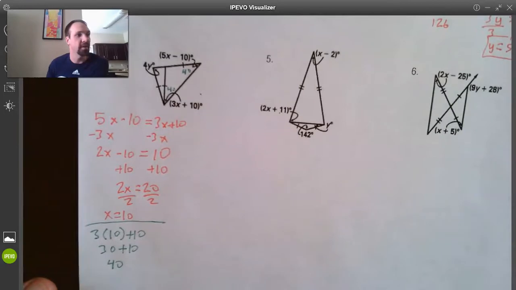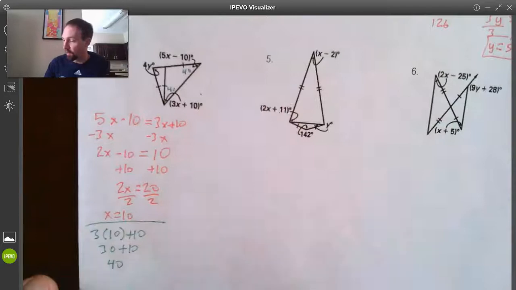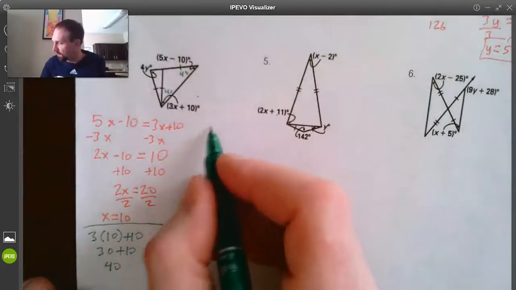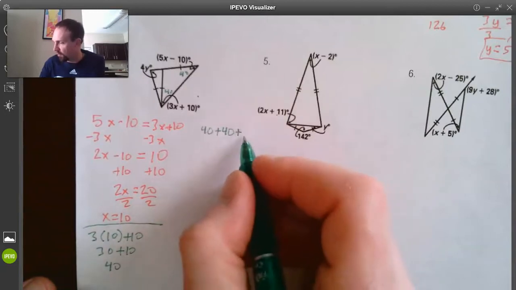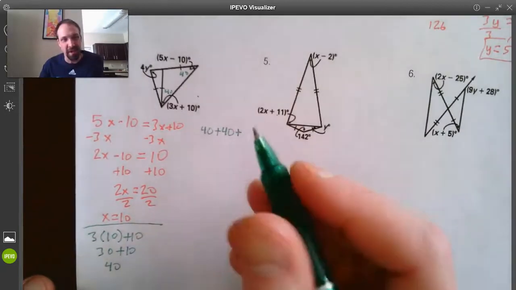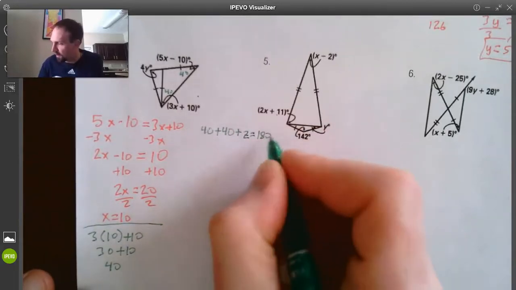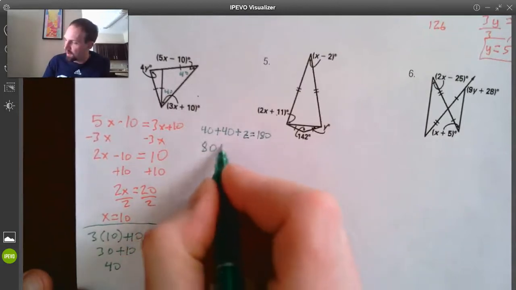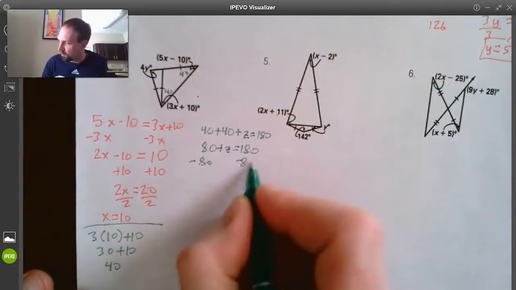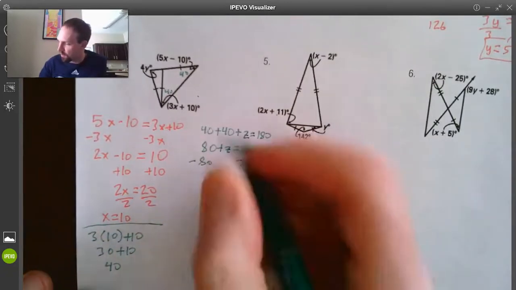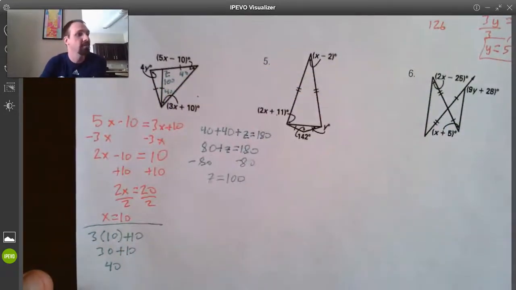So then this angle measurement here is the missing value to make that 180 degrees. So 40 plus 40 plus some unknown number. We've already used x and y, and I need another variable, so I'm just going to use z equals 180. 40 plus 40 is 80, plus z equals 180. Subtract 80 on both sides, and you get z equals 100. So that means that this right there is 100.